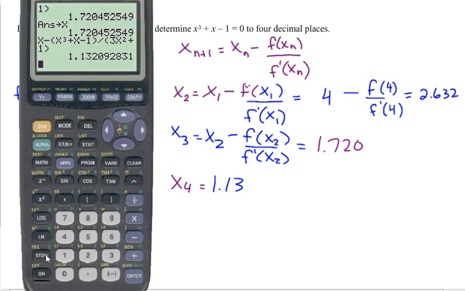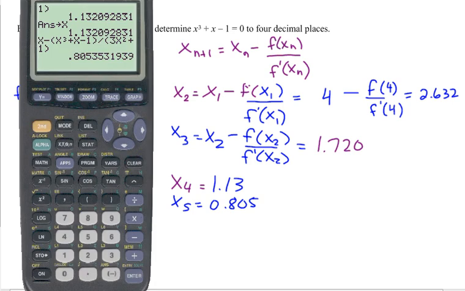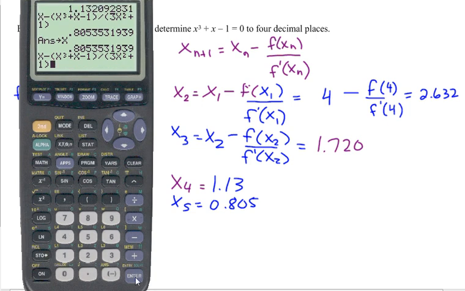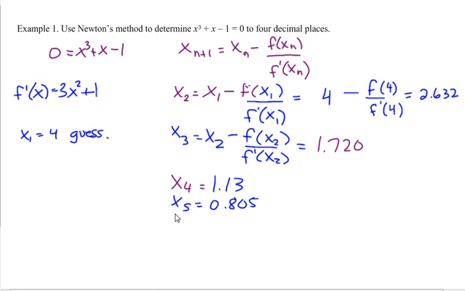Okay, store x. Again. Just keep going. So this is why x5 is 0.805. We started pretty far away, that's why. If we started with a smaller guess, it would have been better. So store x. Okay, we're getting closer. 0.694.